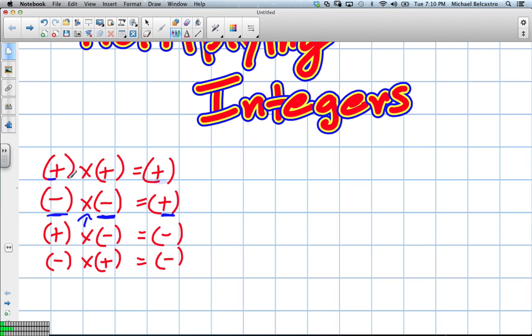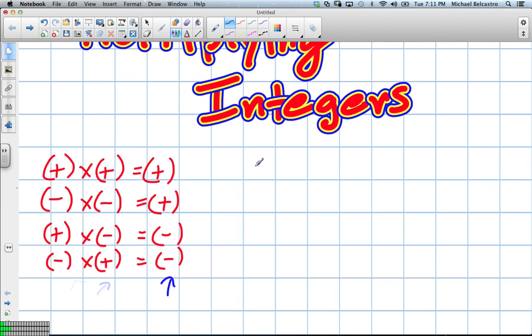So when the terms are the same, we always get positive terms. A positive term times a negative term is a negative. And a negative term times a positive term is a negative. So when the terms have different signs, we get a negative answer. Okay, so let's do a little multiplication here.